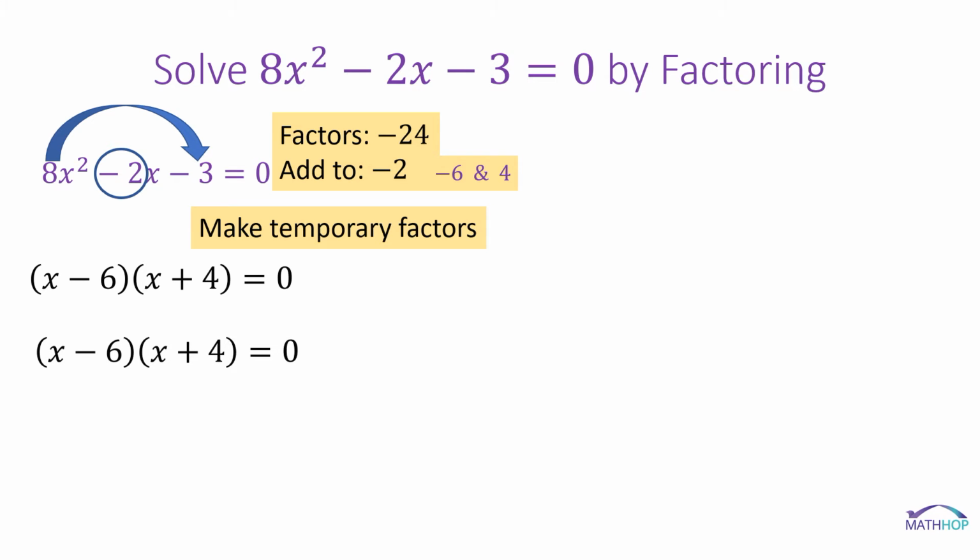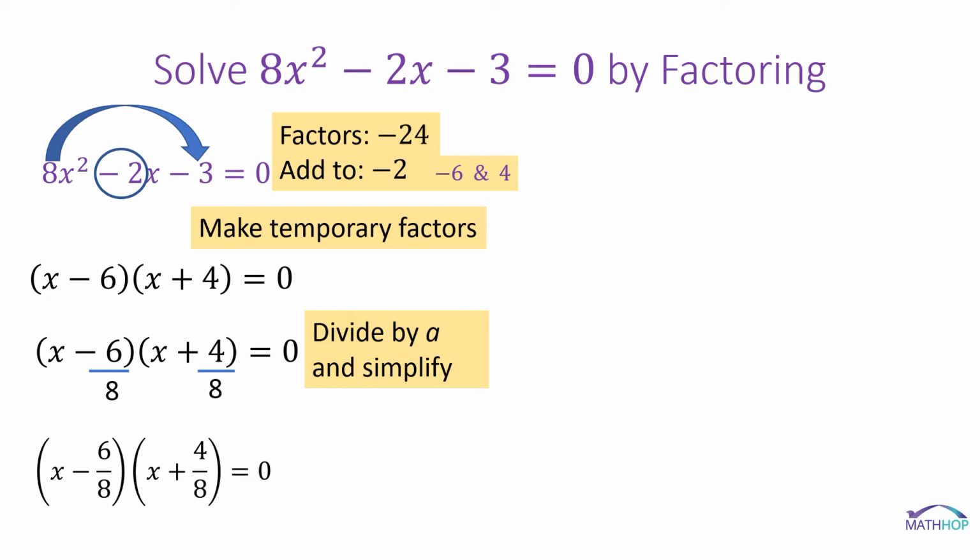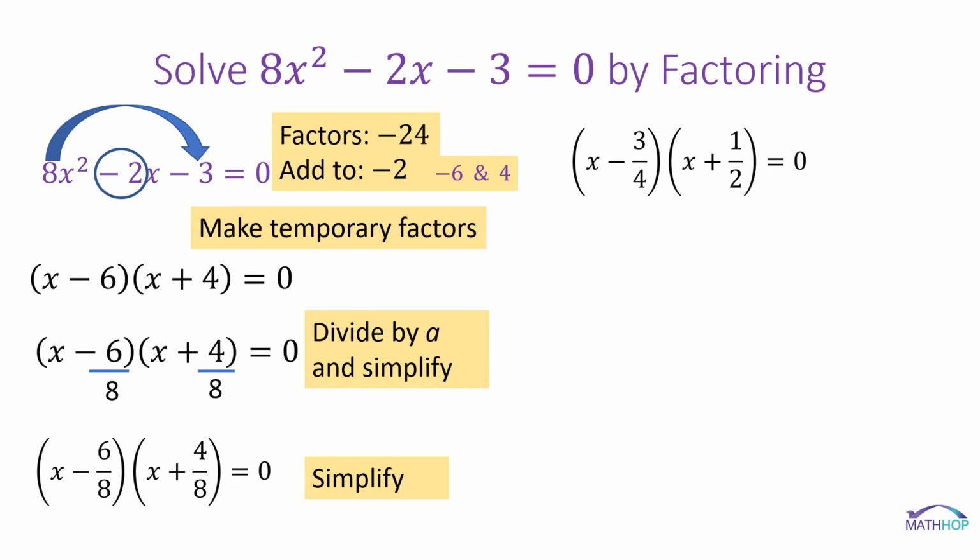All right, we have to take care of that extra 8 we multiplied by. And we're going to do that by dividing out both factors by that 8. When we do that, we get x minus 6/8 times x plus 4/8 equals 0. We have to simplify. We're not going to leave it like that. We get x minus 3/4 times x plus 1/2 equals 0. Remember, those denominators may look scary, but you're just going to grab them and make them the leading coefficients. So our factors are 4x minus 3 times 2x plus 1.